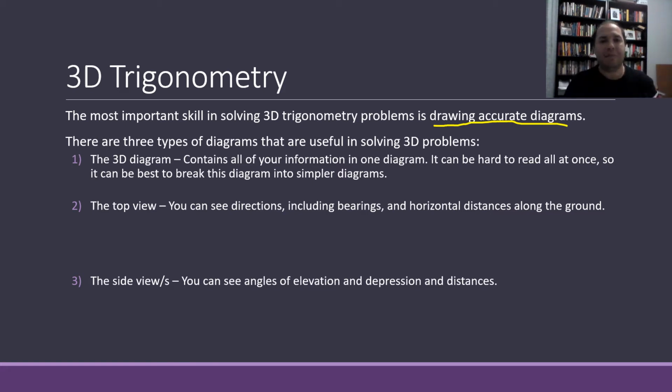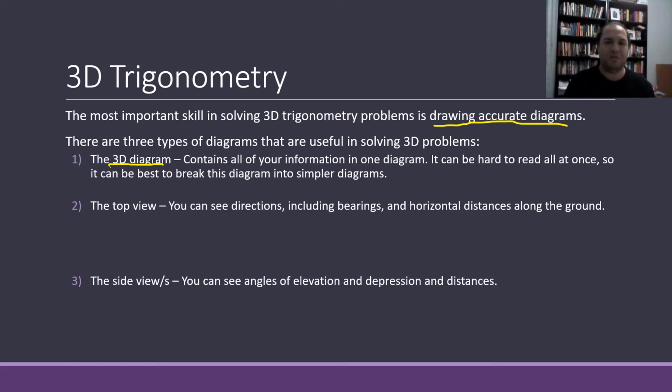Now there are 3 types of diagrams that can be useful in solving 3D problems. First of all is your 3D diagram. Your 3D diagram contains all of the information that's given to you in the question, so there's going to be a lot in it, condensed in a smallish amount of space, or big depending on how much of the page you're willing to use. But the moral of the story is it's hard to read all at once and get all of your information from one viewing. So 3D diagrams are a good place to start to collect all your information, and then you break it down.